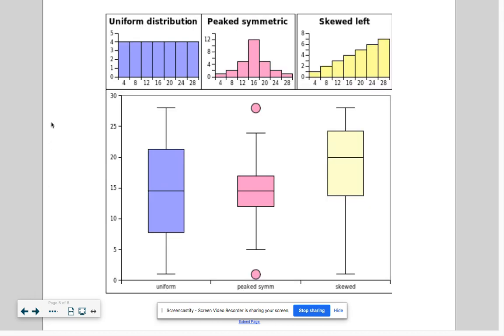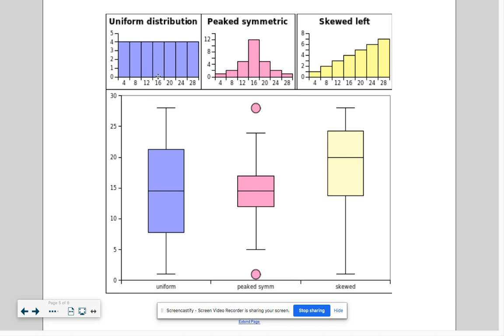Okay, so I put up a couple slides. There's pictures I found on the internet, just to give you an idea. So we got uniform distribution, and this is what a box plot might look like for that. This one would be symmetric, right? Let me go back. So the uniform, let me go through the three.